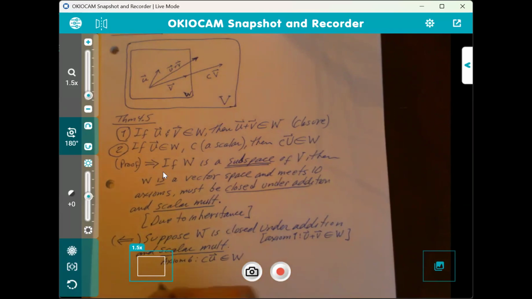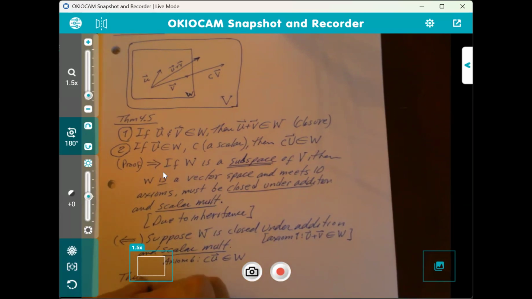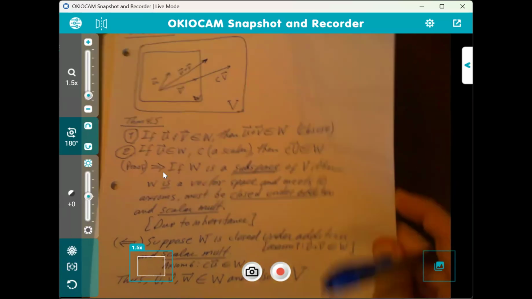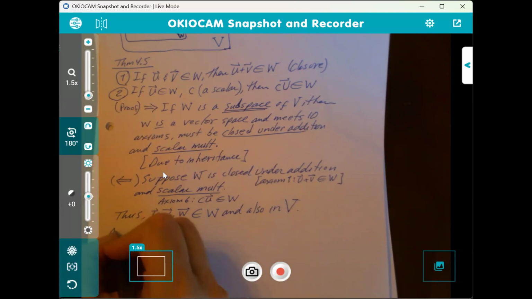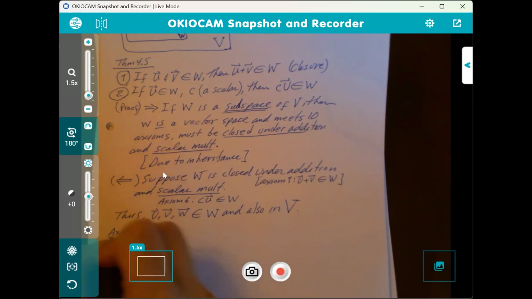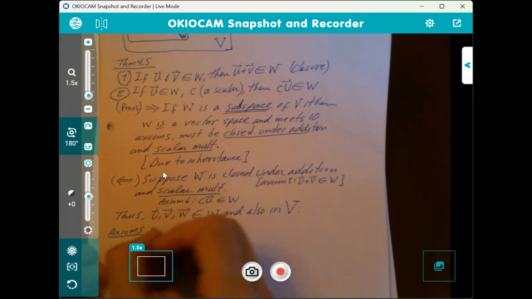So based on this, therefore, you can say thus, any vectors, let's say u, v, and w, these three vectors will be in W and also in the parent vector space V. Now, we're going to look at the other axioms.